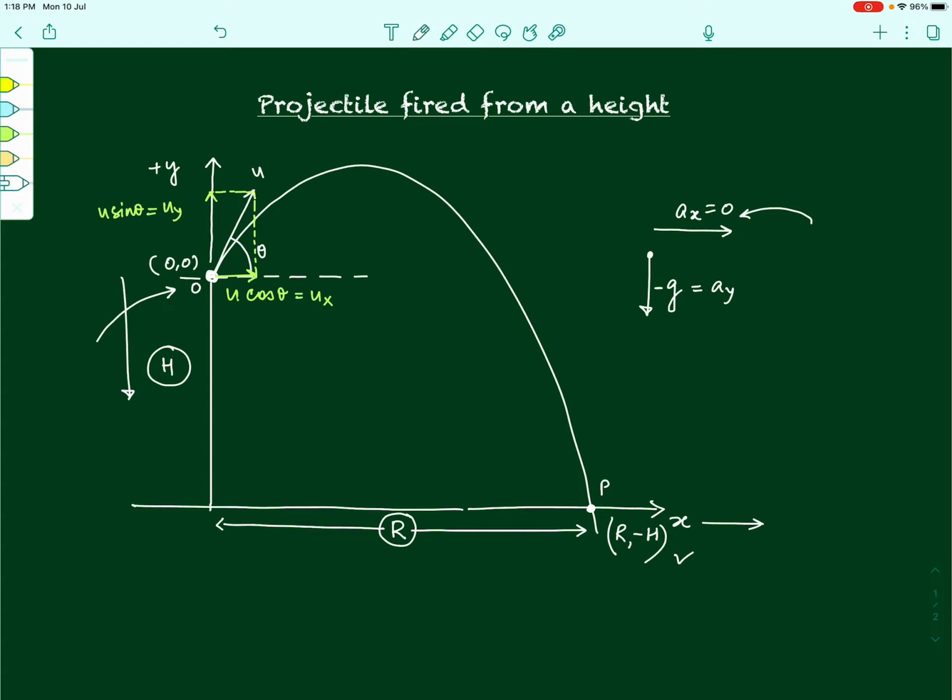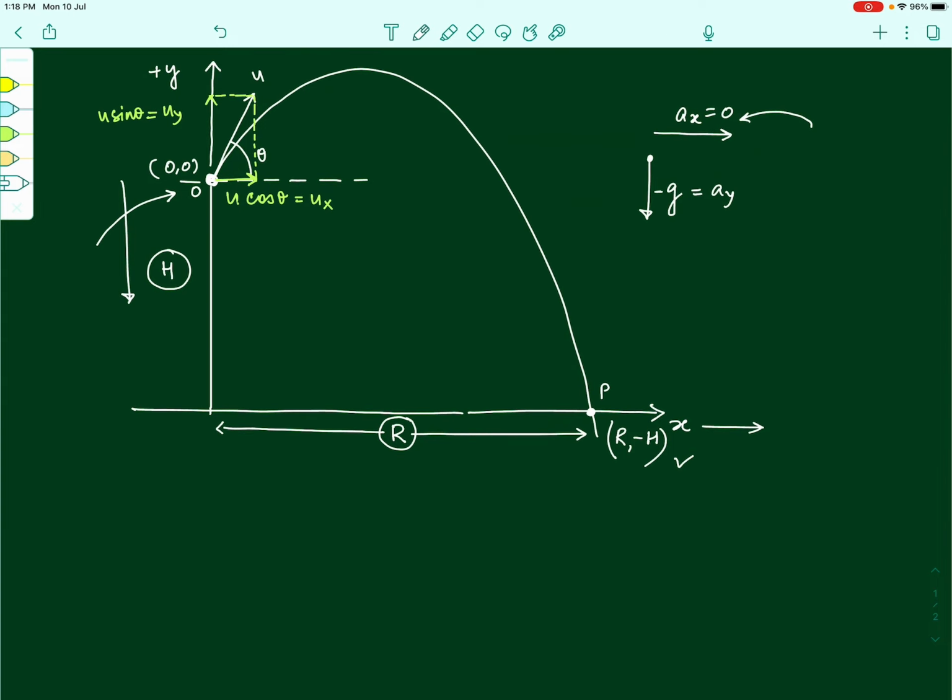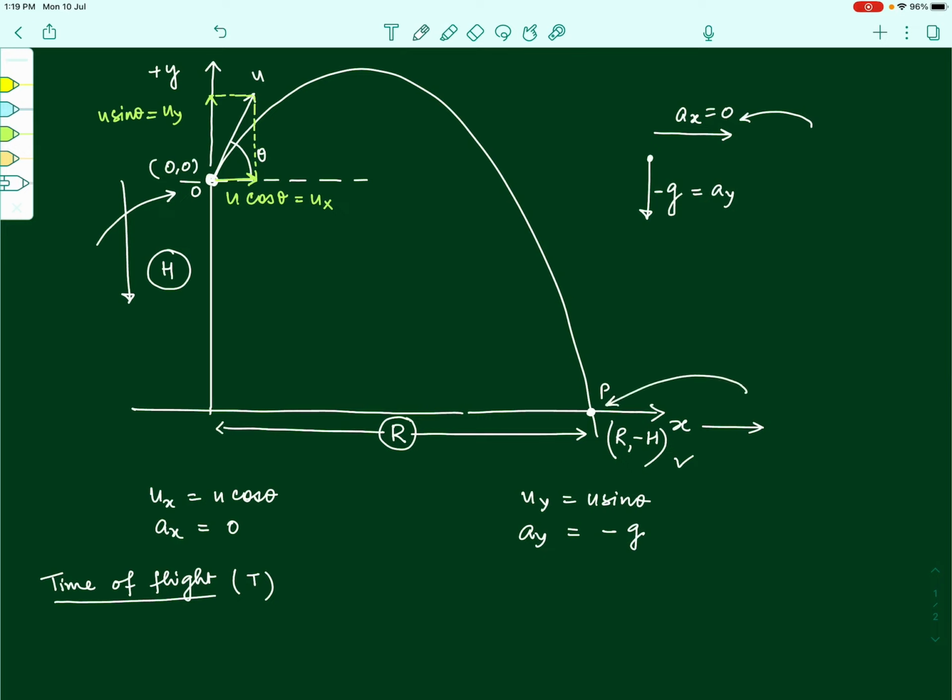So in order to study this projectile further, we can once again use the same basics. We know that u_x is u cos theta, and u_y is u sin theta. The acceleration along the x-axis is 0, the acceleration along the y-axis is minus g, and then to find out things like time of flight, for example, can we use something similar to what we used in our previous videos where we discussed the other types of projectiles? For time of flight t, can we say that when the projectile reaches the final position P on the ground, its y-directional displacement is minus h?